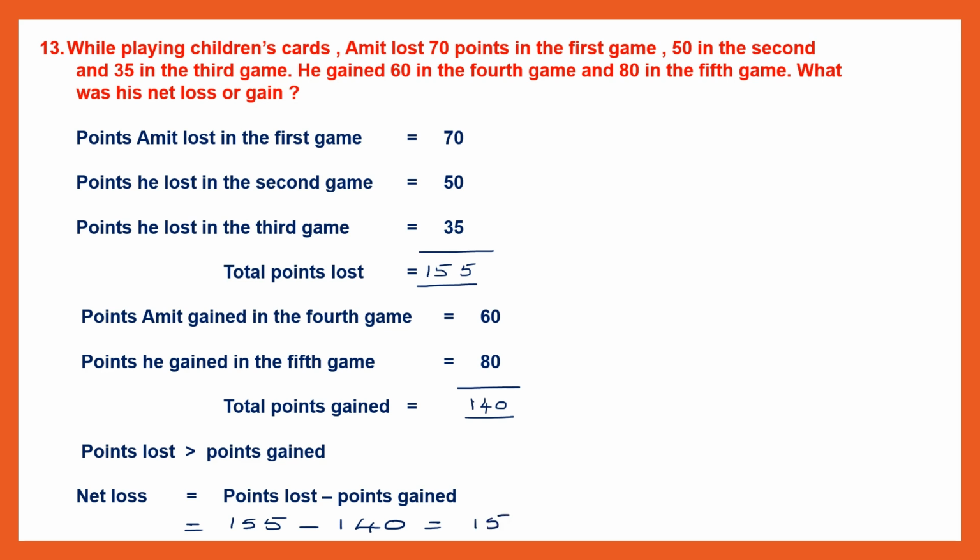So what has happened here? He has made a loss. So net loss means the total loss is 15. So how do we get that? We found the total points lost and the total points gained and found the difference between the two, and we found the net loss. We found that there was a loss and we found the net loss, which is 15.